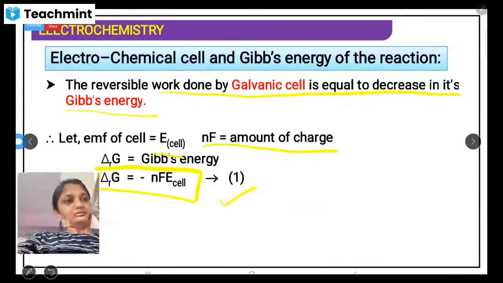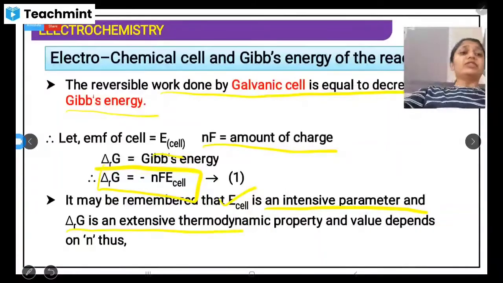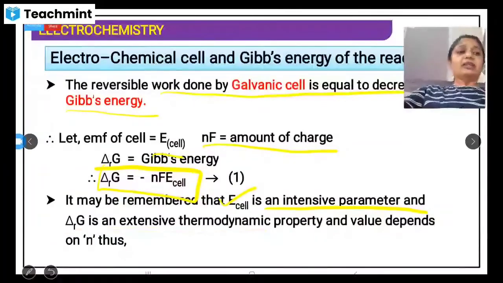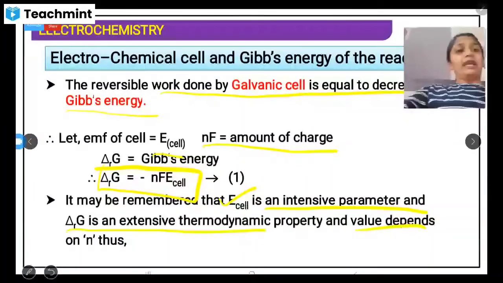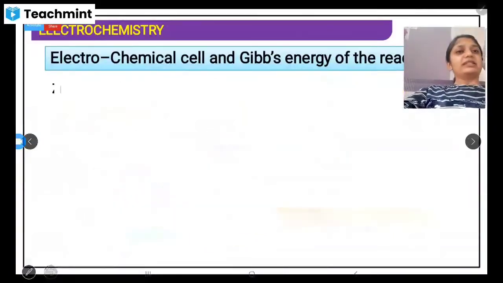Students, it may be remembered that E cell is an intensive parameter. Intensive parameter means it does not depend upon the matter. Delta G is an extensive parameter, means it depends upon the matter, means quantity, mass. Intensive parameter does not depend on mass. Extensive parameter depends on mass. Value depends on n. In the formula you will see that there is a small n, and n means number of moles of electrons. So that's why we can say it is an extensive parameter.